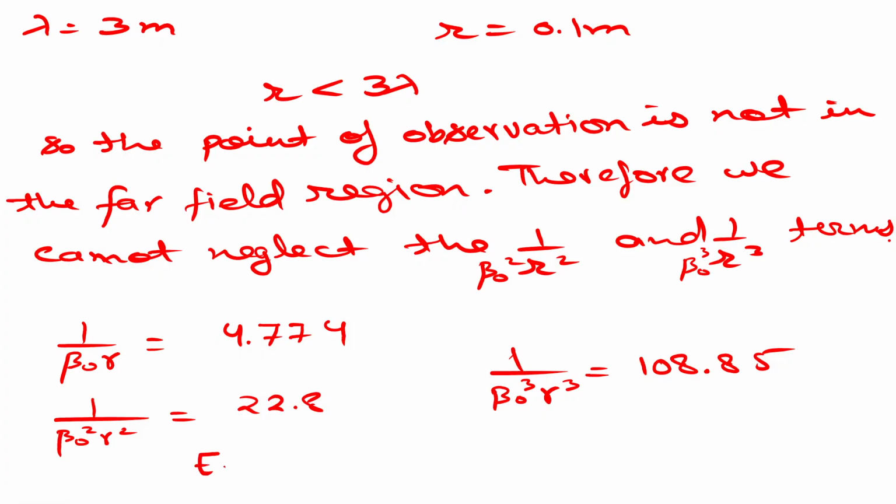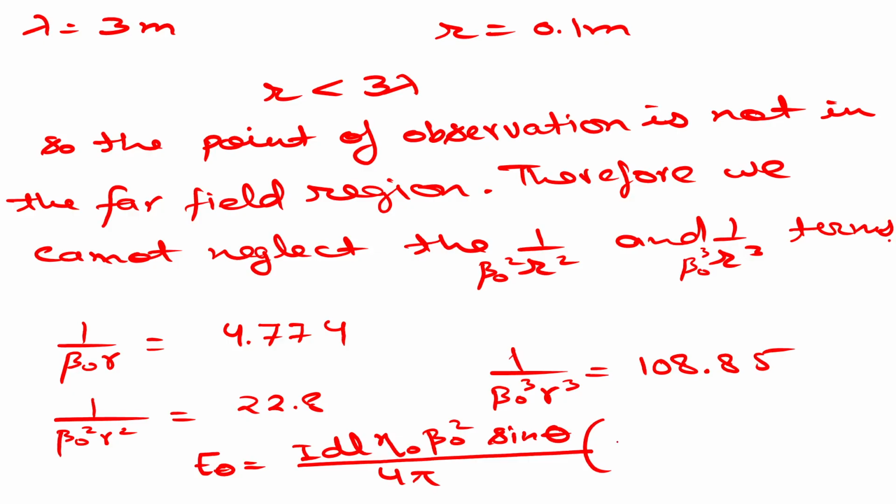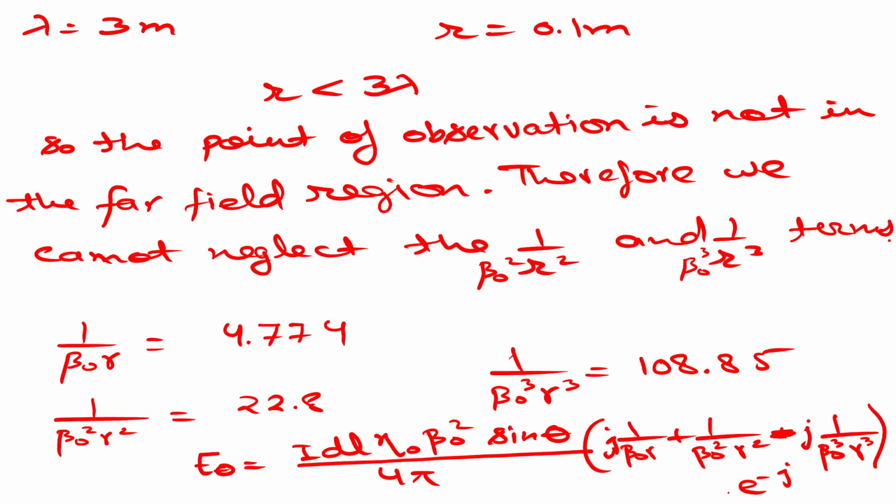So I will note down the formula here. E theta is given by IDL beta naught square sin theta divided by 4 pi into J, 1 by beta naught r plus 1 by beta naught square r square, sorry, this is minus here, minus J 1 by beta naught cube r cube, multiplied with e to the power minus j beta naught r.